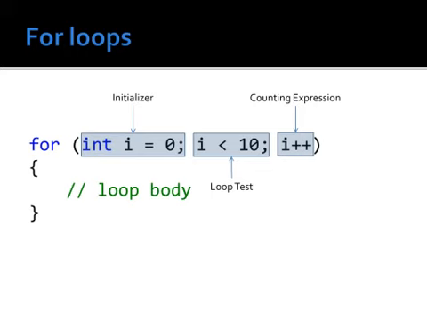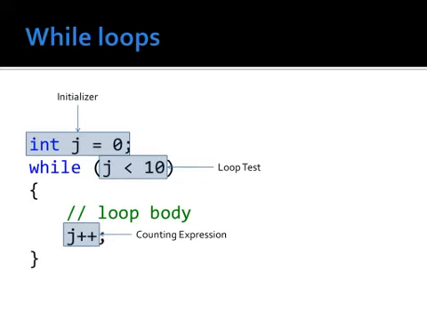During execution, the initializer is the first part of the loop that is run. In this case, we will set i equal to 0. The loop test will be run following the initializer at the beginning of each iteration of the loop. The counting expression will be run at the end of each iteration of the loop. For loops are good for situations when you have a counting type of operation and you have a definite number of iterations that you want to perform.